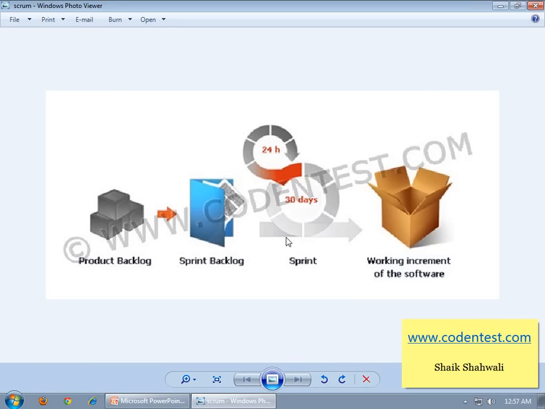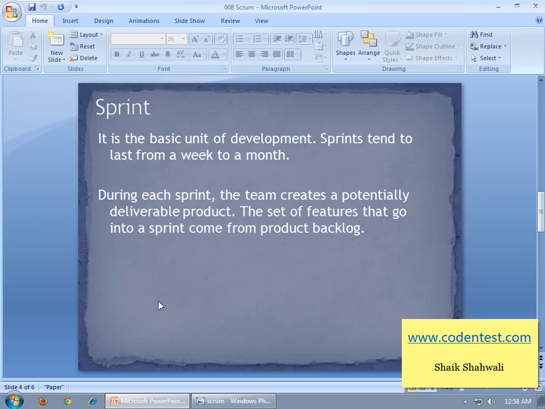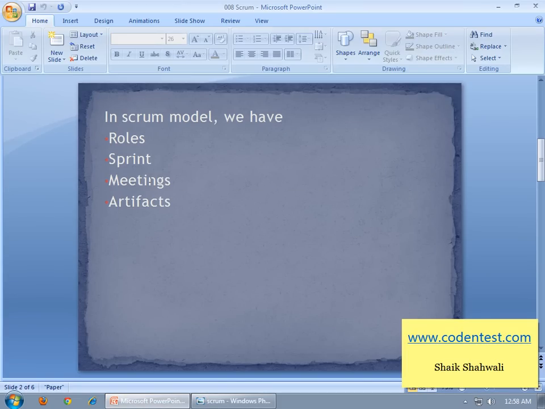And the features that go into this sprint come from product backlog, isn't it? From product backlog we are selecting few screens and we are calling them as sprint backlog, and we are developing that sprint backlog in sprint. So the features that go into this sprint come from product backlog. So that was about sprint.